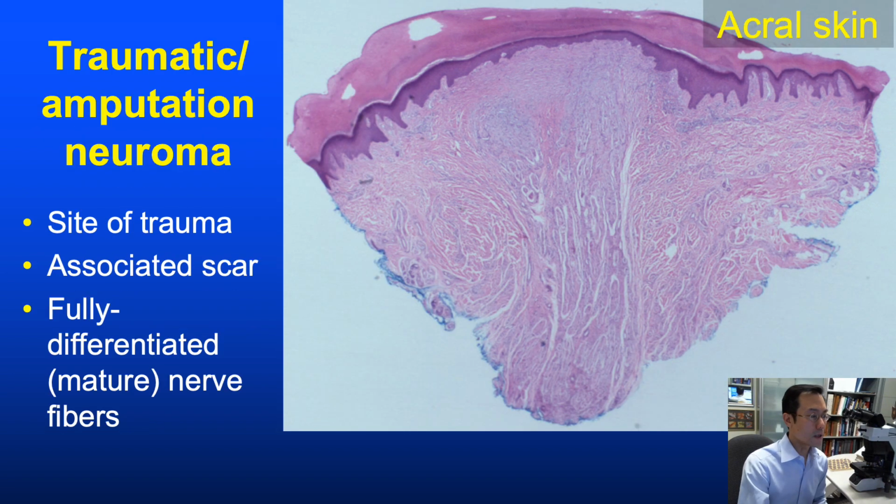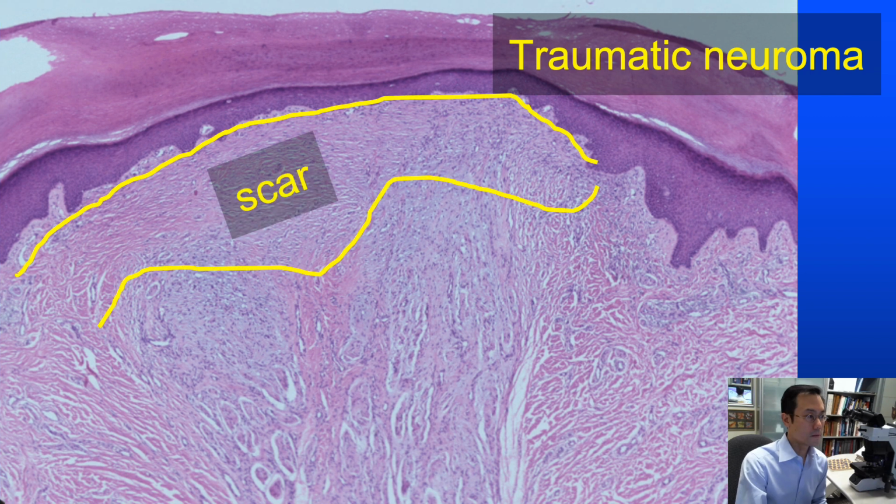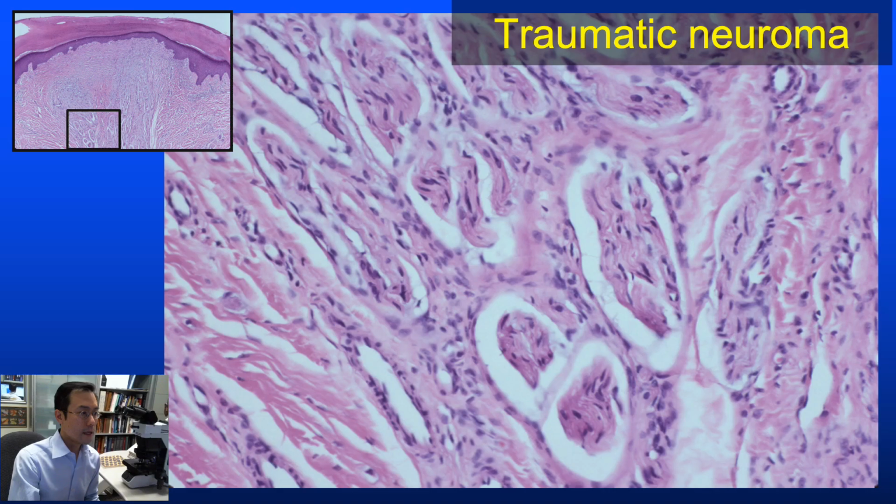Traumatic neuroma typically occurs at sites of trauma, classically the finger, so a biopsy from acral skin is classic, and one sees a proliferation of fully differentiated or mature nerve fibers, classically associated with scar. In this case, the scar is present in the upper dermis. And in the deep portion, mature, fully differentiated nerve fibers.